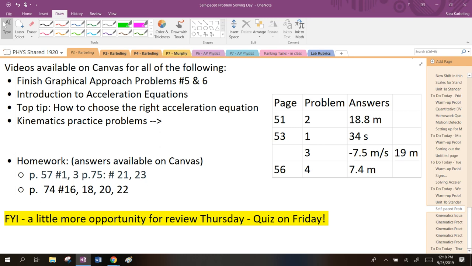You've got lots of physics to do. This is all up on Canvas as well. And just an FYI that we are going to quiz on Friday over this material. Okay, we are going to quiz on Friday over this material.